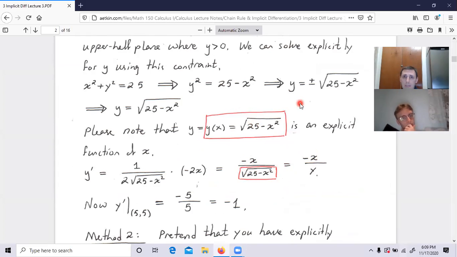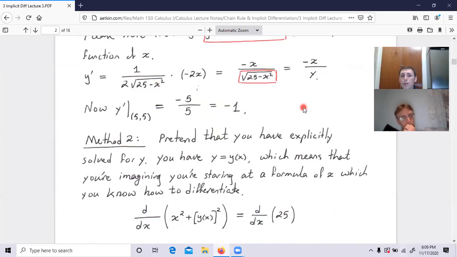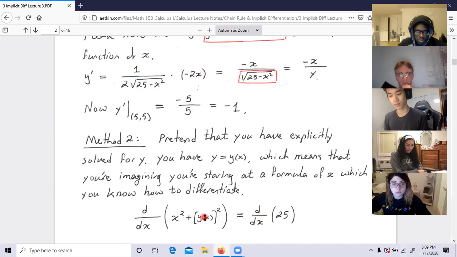Now, what is implicit differentiation? It's nothing more than pretending that you figured out the solution and just working from there. You see, here I did not go through step one. I pretended that I did. So I just imagine that I have a solution here.